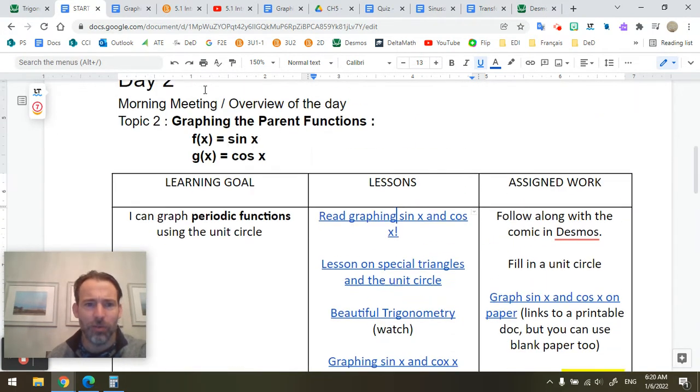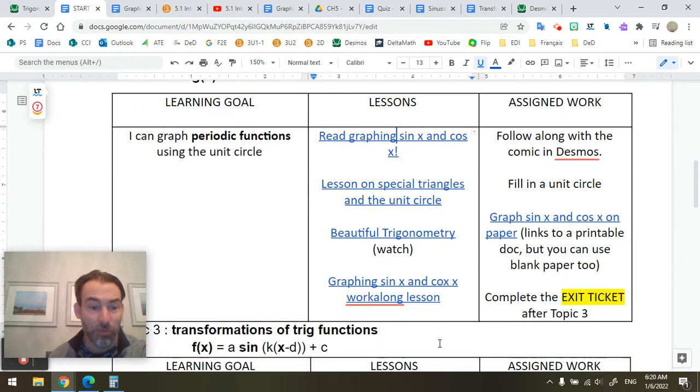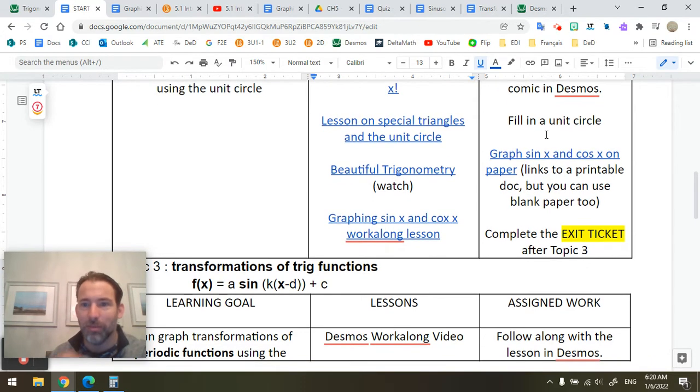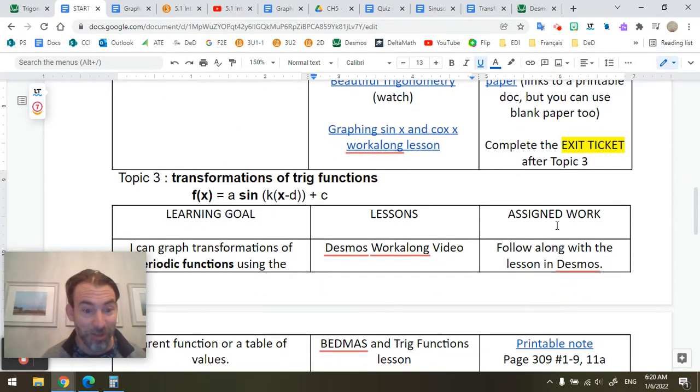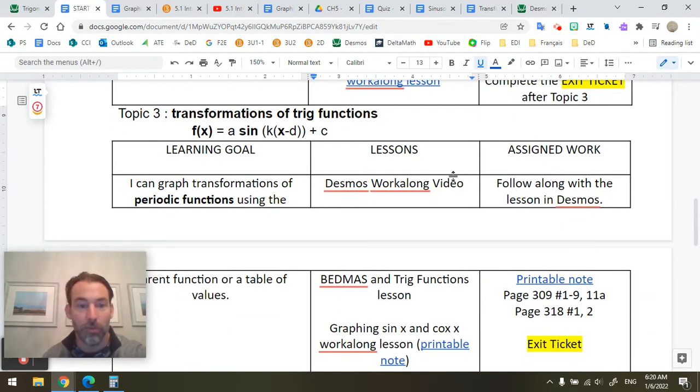That means you want to be done topic number 2, graphing the parent functions, before you embark on this material. The exit ticket you're going to complete after this lesson, so don't worry about that part of it, but you want to know the unit circle and you want to have graphed the parent functions by hand and in Desmos first. So for right now, we're just going to do a very brief investigation of the roles of A, K, C, and D when we're transforming these trigonometric functions.